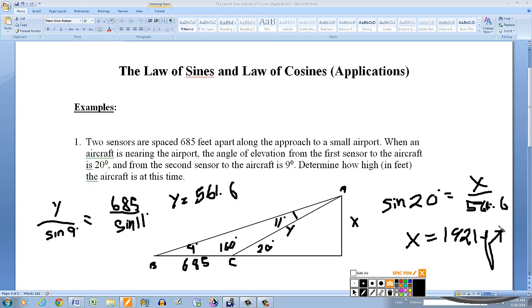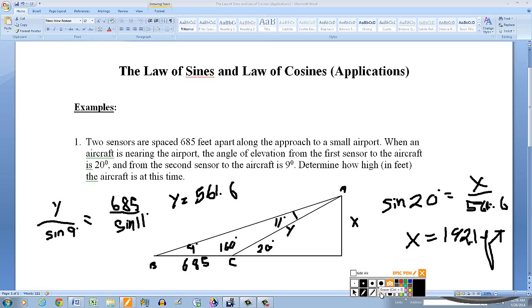And that's your solution. So notice this is an example where I used an obtuse triangle and a right triangle. Using both triangles, I was able to get the information I needed in order to find the value of x, which is what was requested. Okay, so 192.1 is the answer in feet.